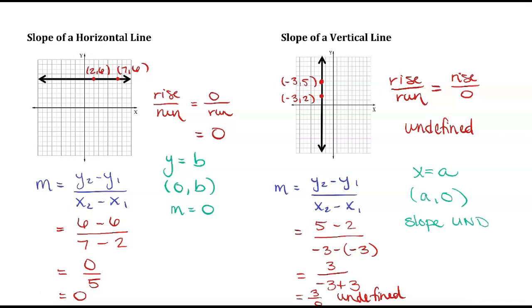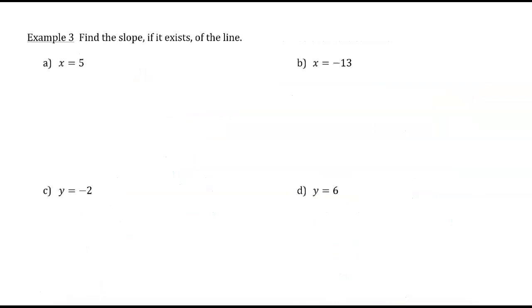Let's move on to example 3. In example 3, we're asked to find the slope if it exists. Looking at part A, we have x equals 5. We notice right away that this is x equal to some real number. In other words, this is a vertical line. More specifically, it's the vertical line with an x-intercept of 5. We just learned that vertical lines have undefined slopes. So the slope of this line is undefined.